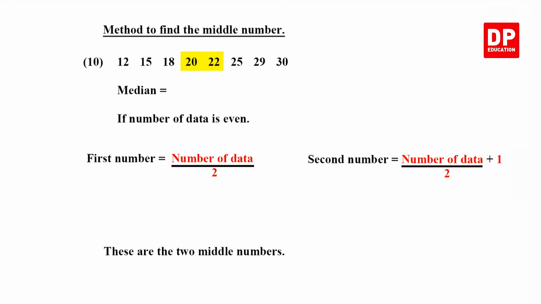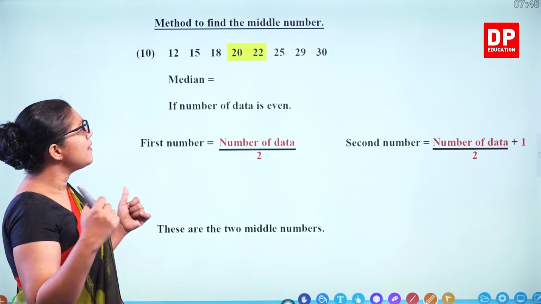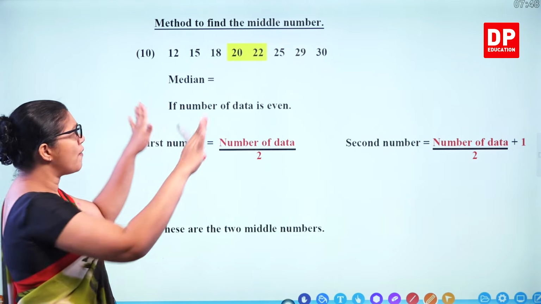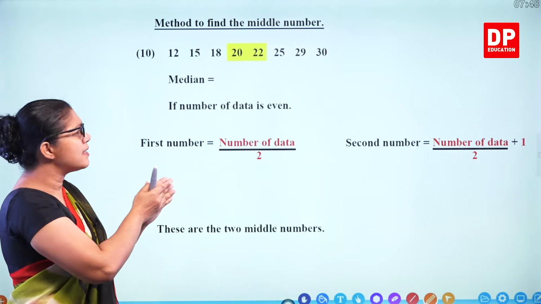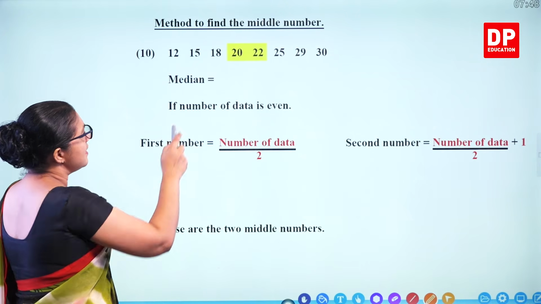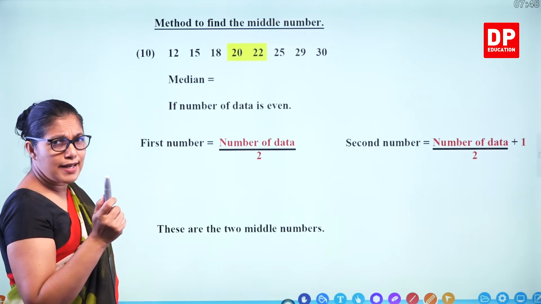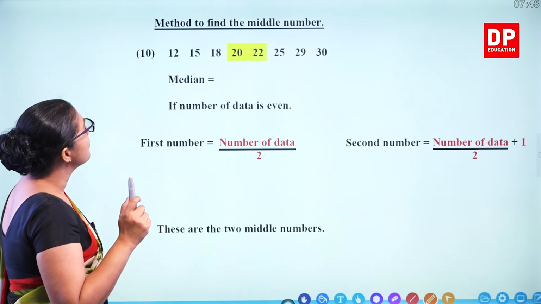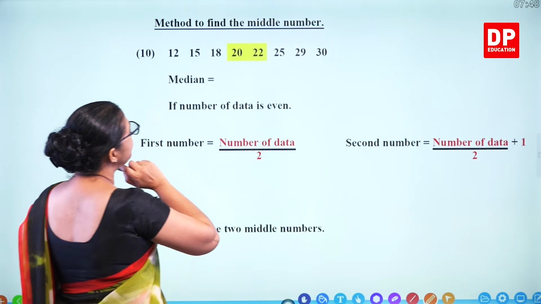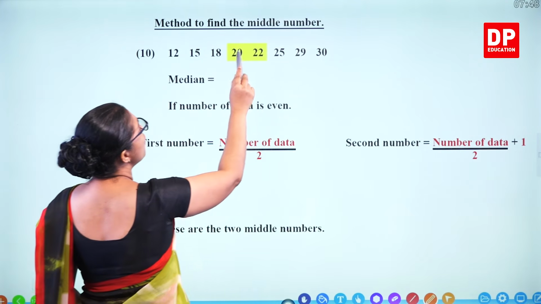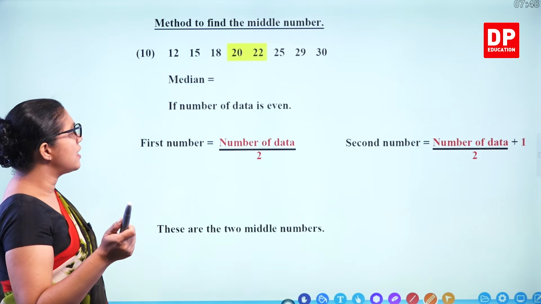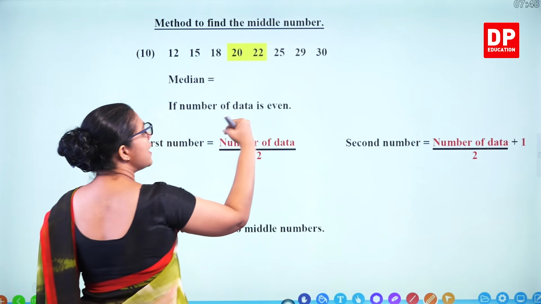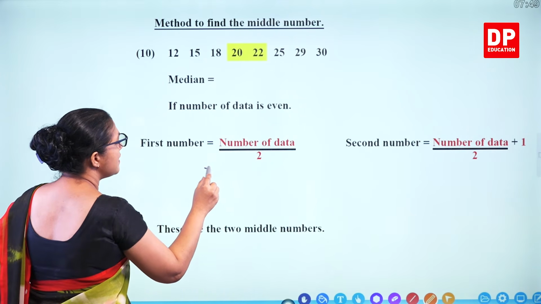Now, how do we find the median when you have a big data set? There's a short way. Otherwise, you have to cross out all the corner numbers and find the middle numbers. But it's not easy. So we'll see how we can find the middle number. So 1, 2, 3, 4, 5, 6, 7, 8. If the data set is even, you take the number of data points divided by 2. So, 8 divided by 2.